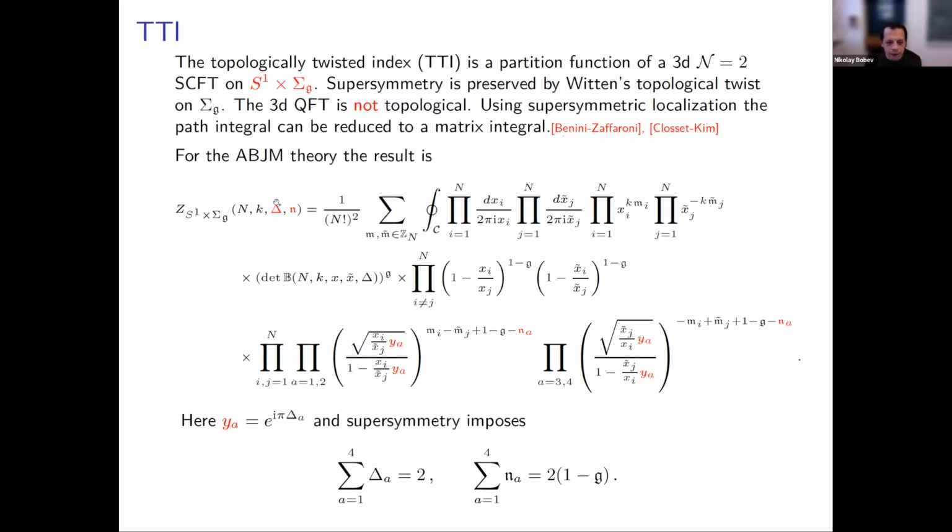The parameters delta are very much the same masses that I showed you before, but I now have also new parameters, these n's, which are background fields for the flavor symmetry. These n_a are quantized in a certain way, and they have to add up to this curly g, the genus of the Riemann surface. So I need to find ways to evaluate this integral at large N.